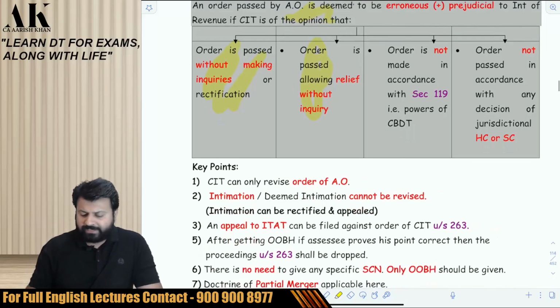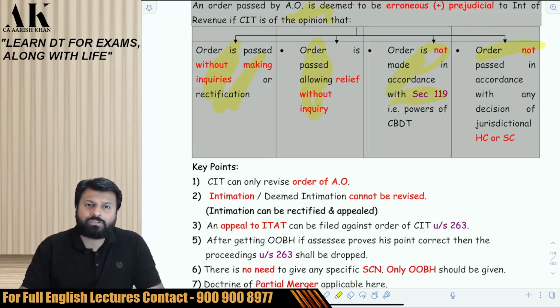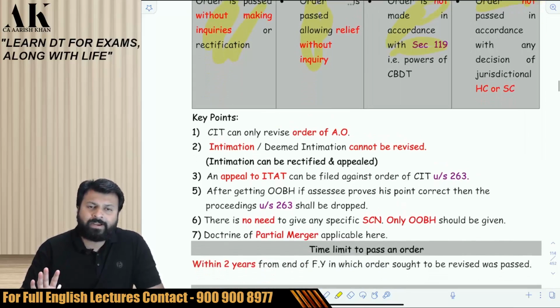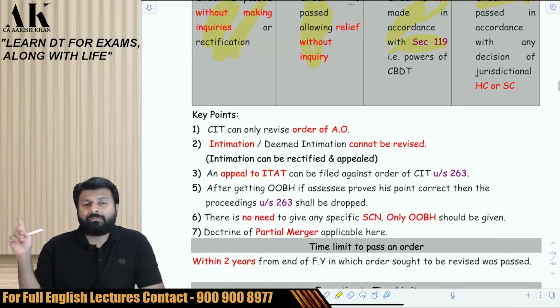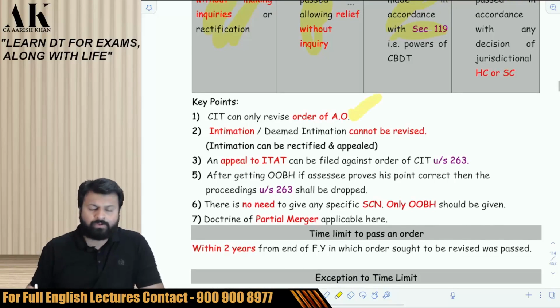Third, if the CIT is of the opinion that the AO is not following CBDT instructions under section 119, not following CBDT circular, notification, direction, orders, or if the AO is not following the judgment of the jurisdictional High Court or the Supreme Court. So in any of the four cases, the CIT can say that the order passed by the AO is erroneous and prejudicial to the interest of revenue, and therefore the CIT can revise the order of AO.